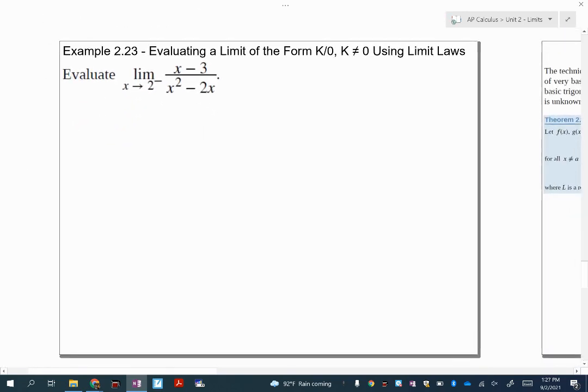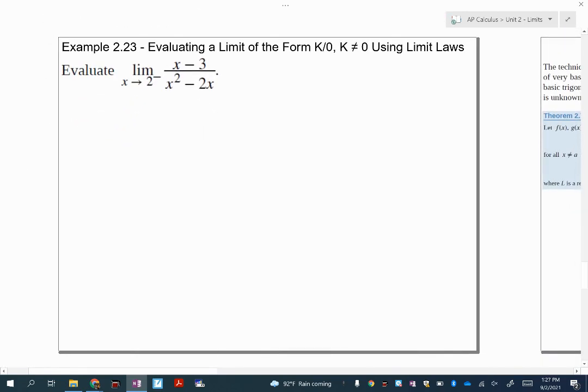Okay. Almost there. We're getting close. Now, this one here, you'll notice that if I plugged in 2, I would have 4 minus 4 in the denominator, which is 0. So one thing that's interesting here is if you factor the denominator, so I have x minus 3 over x times x minus 2. You'll notice we can't cross anything out, but watch this.